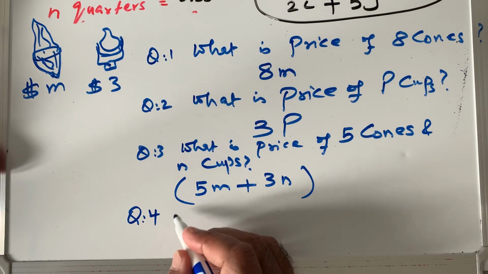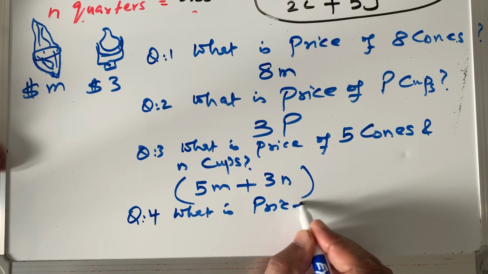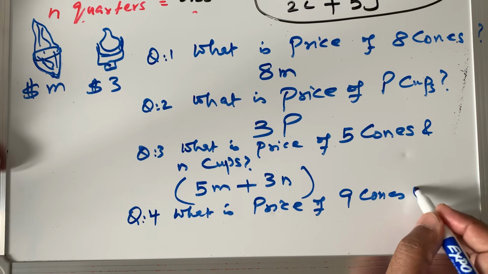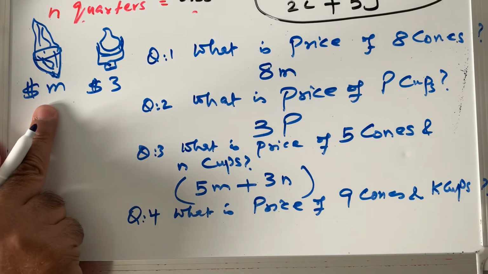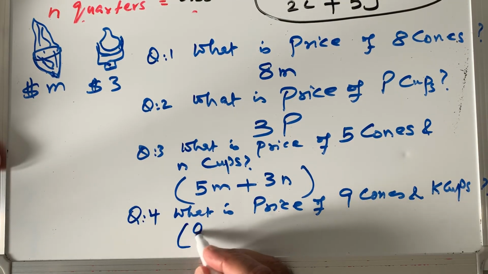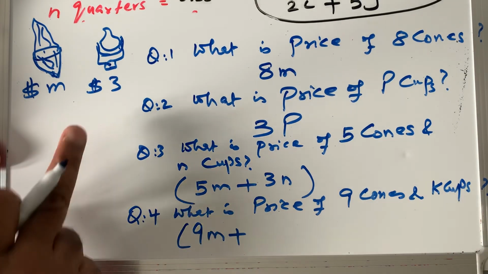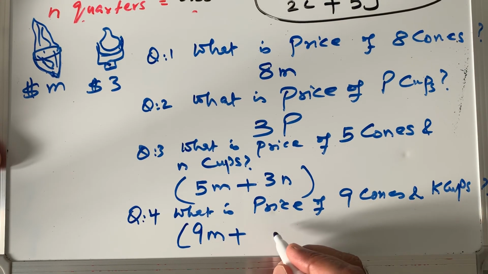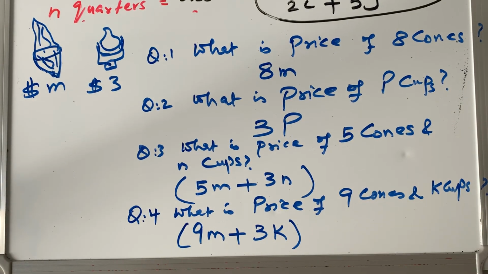So now I am saying, what is the price of 9 cones and K cups? So again the same, 9 cones, the price of the cone is M, so 9 cones will make it 9M, right? Plus K cups. K is unknown no matter what, but $3 is the price of the cup, so 3K, right? 9M plus 3K is the algebraic expression for this question, right?